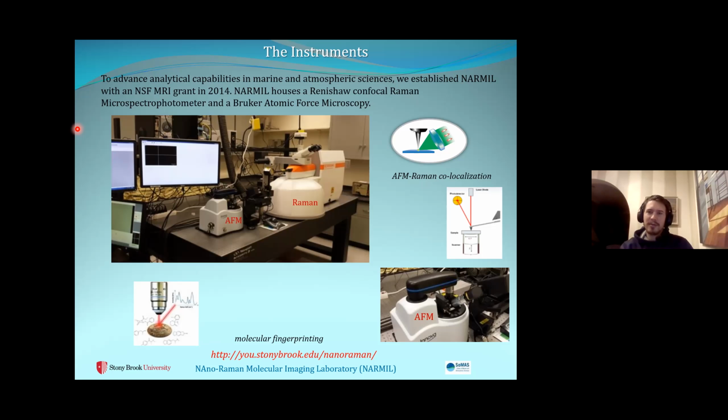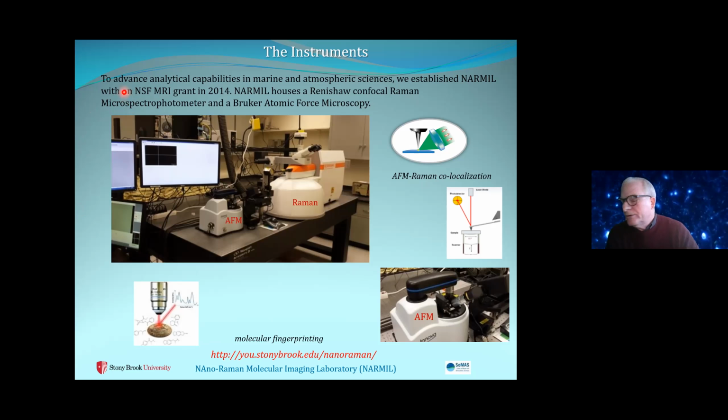All right. So in 2014, I was fortunate enough to get a large major research instrumentation grant from our National Science Foundation that allowed me to build this facility. And we have a Renishaw Raman microspectral photometer. That's a mouthful, isn't it? There's the instrument right there. What you don't see behind the instrument back here are 3 different lasers. And so we can produce laser light at 4 different wavelengths with our setup.